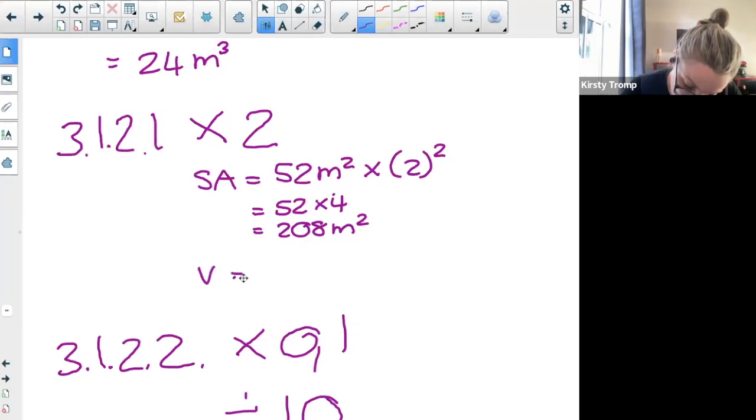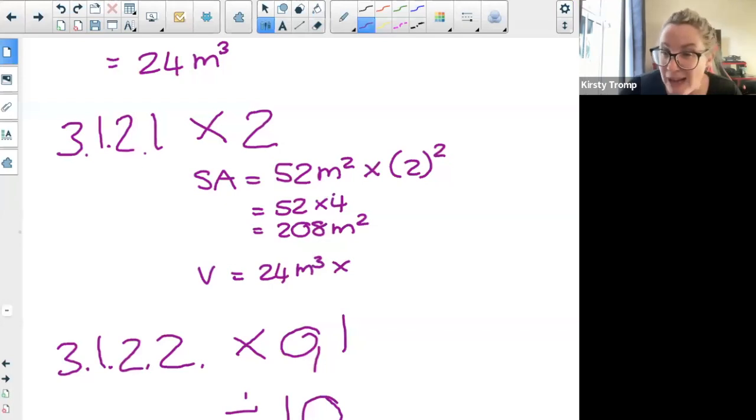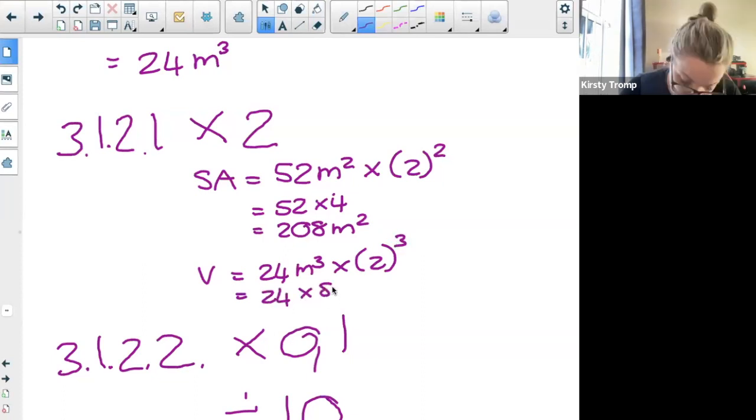For the volume, I got 24 meters cubed, times by, they wanted me to enlarge it by 2, but we know when we are enlarging the sides by 2, what must also happen, guys? Volume is always in cubes. So 24 times 8. Who's going to do 24 times 8 for me and check me, make sure I'm doing the right thing? I get 576 meters cubed.